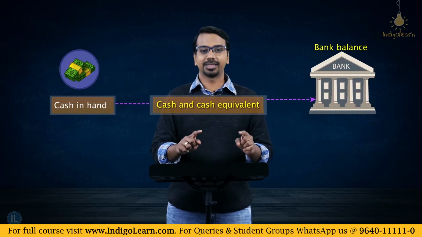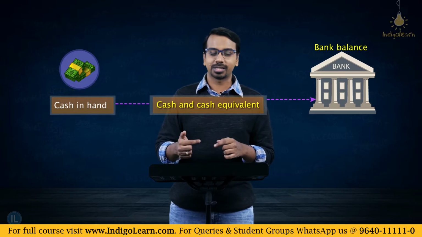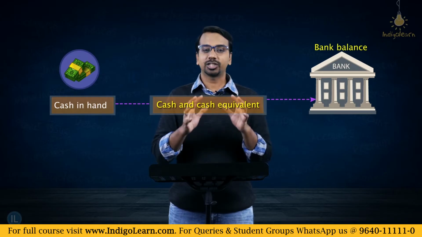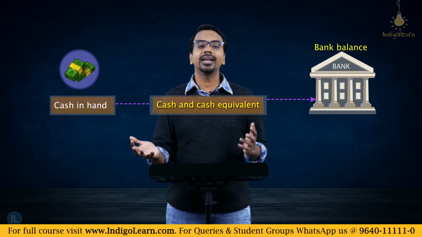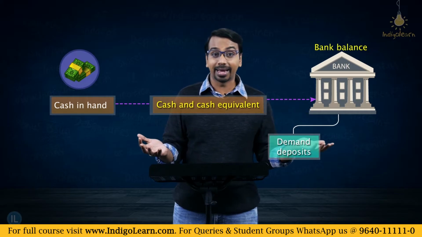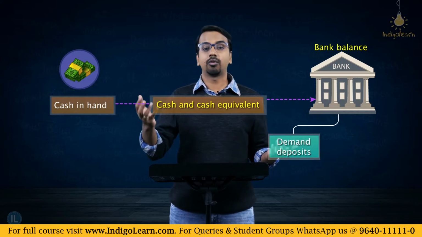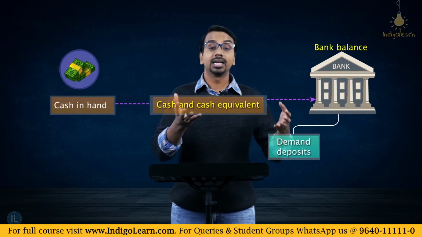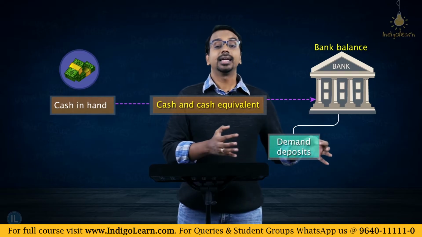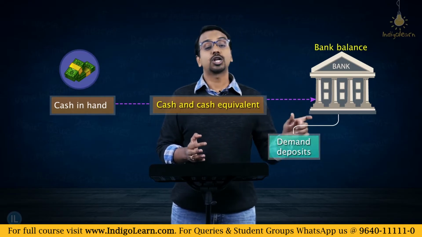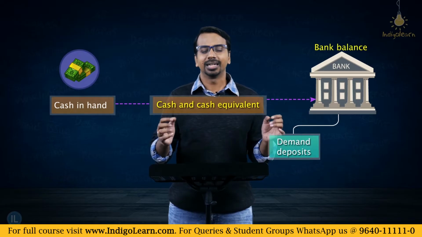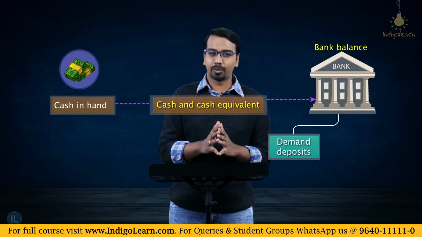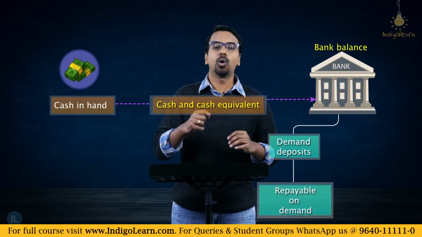But for the purpose of AS3, we have to unlearn this concept and understand cash in a different way. For the purpose of AS3, cash includes cash in hand and demand deposits with bank, which means whatever physical currencies you have, whatever the balances you have with you, that is definitely cash. But apart from that, whatever money you have kept with the bank in demand deposits, that also forms part of your cash. Now, what is this demand deposits? To put it very simply, demand deposit is a deposit which has to be repaid to you on demand.